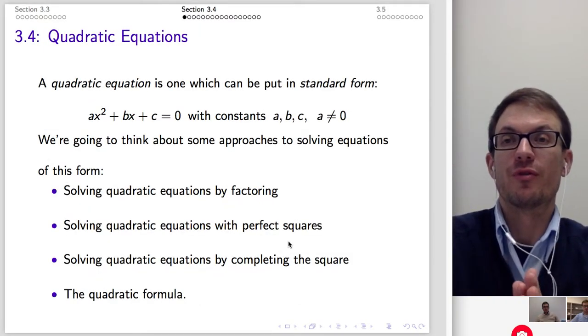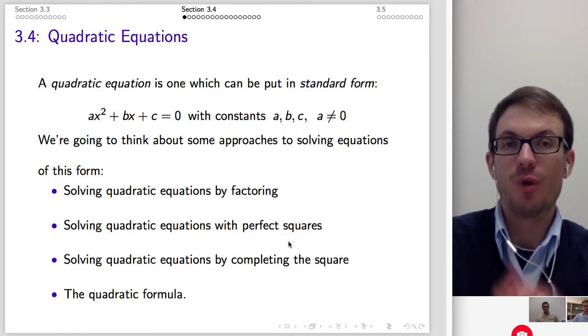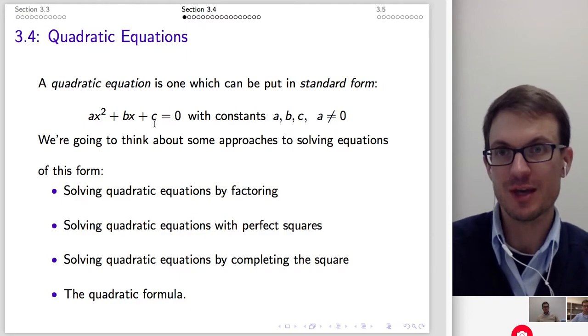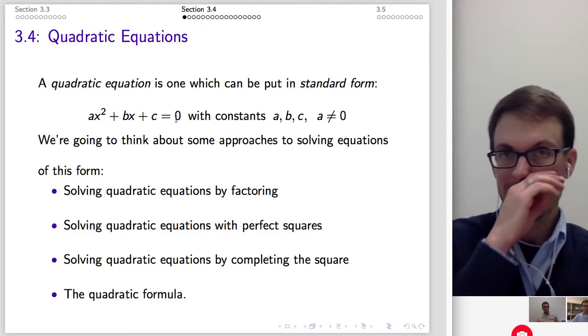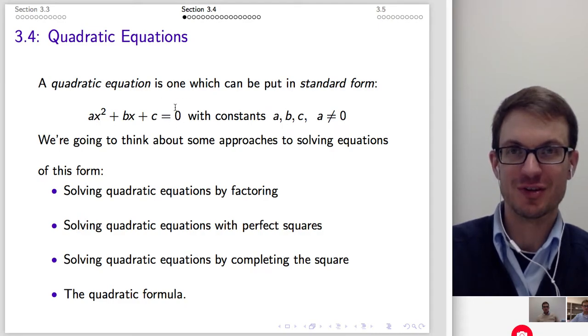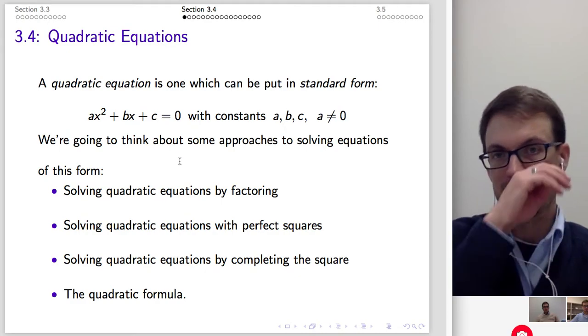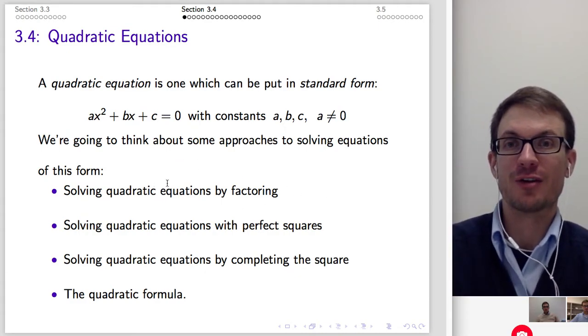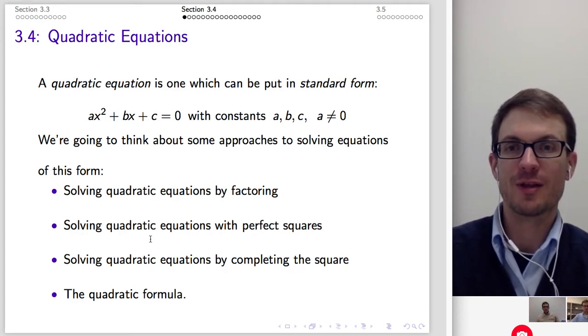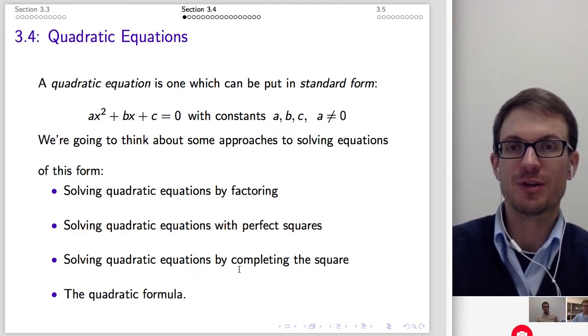So section 3.4, thinking about quadratic equations. A quadratic equation is one that can be put in the standard form, ax squared plus bx plus c is equal to 0. So in other words, if you have some expression that's not 0, move it to the other side, then we have standard form. All right, so what we're going to do is think about some of the approaches to solving equations of this form. So solve quadratic equations by factoring, by perfect squares, by completing the square, and then the quadratic formula.